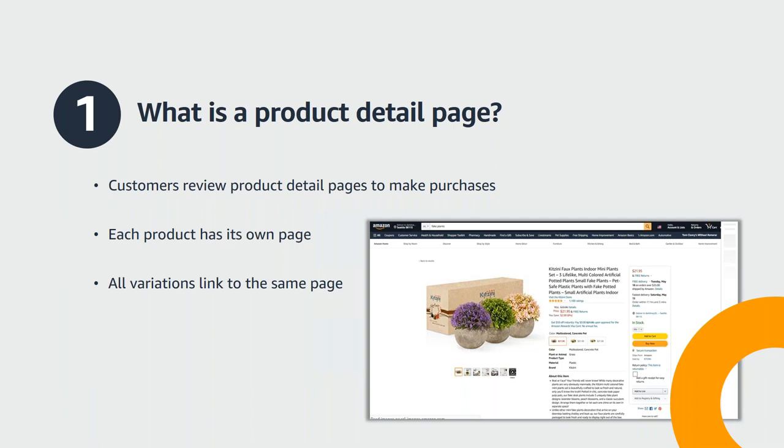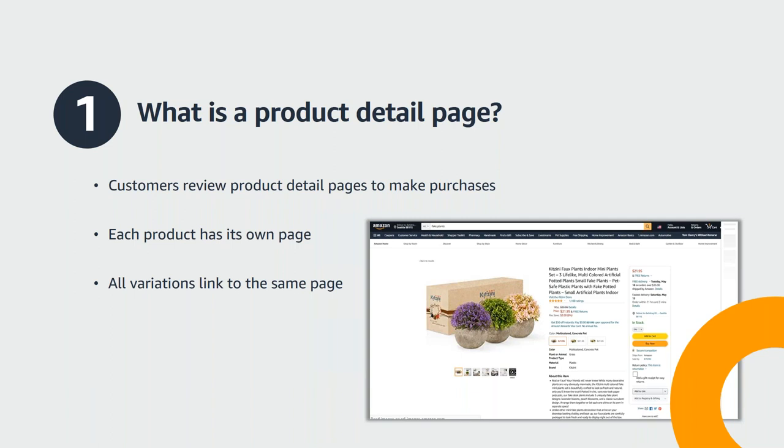Let's get started with an overview of the product detail page. If you've ever shopped or browsed in the Amazon store, you're already familiar with the customer-facing page. It's the place buyers go to review product information and images and to make purchasing decisions. You might not yet know that every product has its own unique detail page. Whether it's sold by one or multiple sellers, a product's information is always housed in one place.